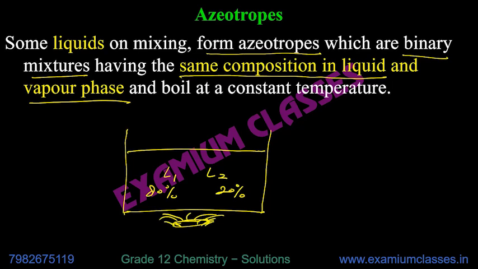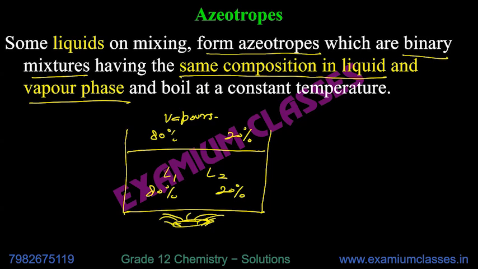Now, what we will find in case of azeotropes is that the composition in vapor phase, here we have vapor, will be the same, 80%, 20%. It means we can't separate. Whatever was the composition in liquid form, the same is the composition in vapor form. So distillation won't work. And it will happen when they have the same boiling point. Both will get evaporated at the same rate.